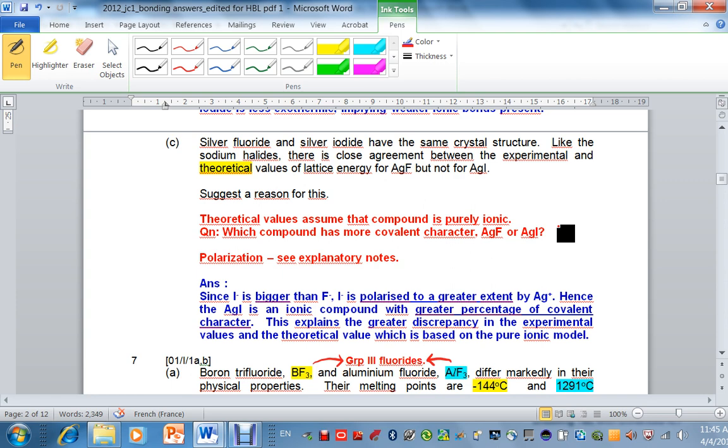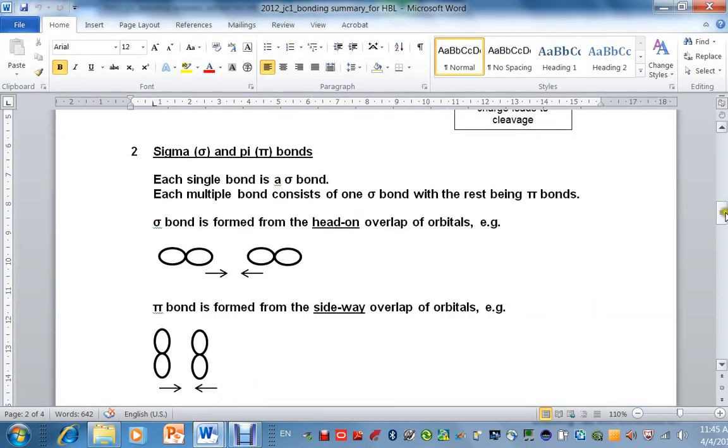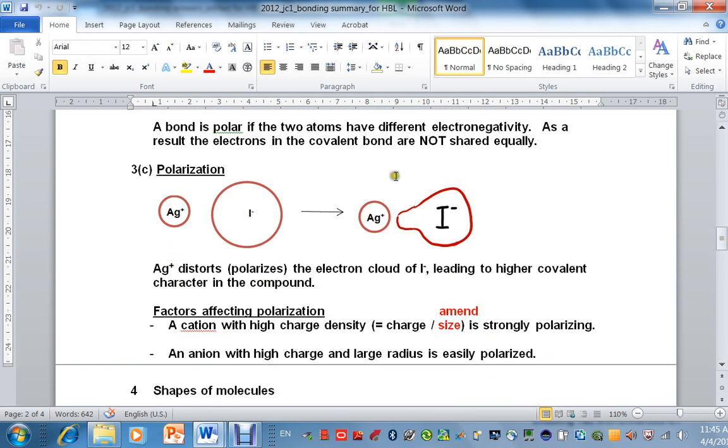It's because silver iodide has more covalent character, so that's why the theoretical value doesn't agree very well with the experimental value. So why does silver iodide have covalent character? This is related to a phenomenon that is called polarization. Now we start from this basis that the compound is purely ionic. So in a purely ionic compound, the cation and the anion will have their own separate electron cloud.